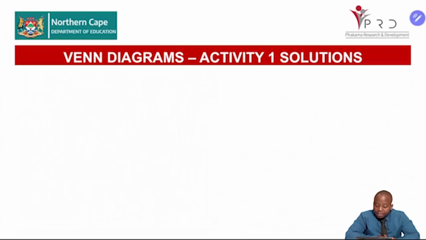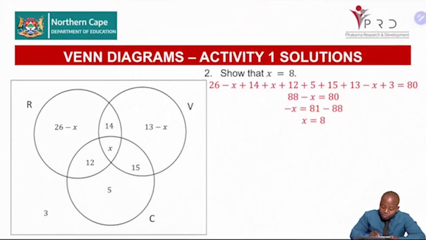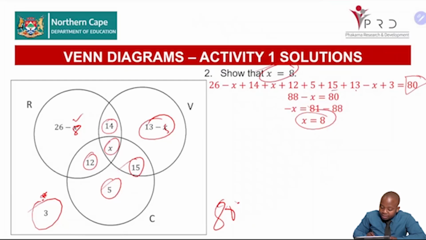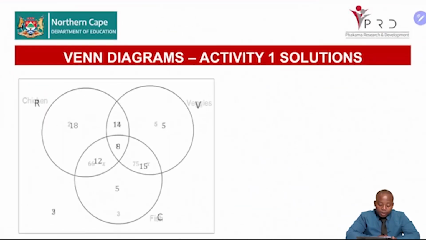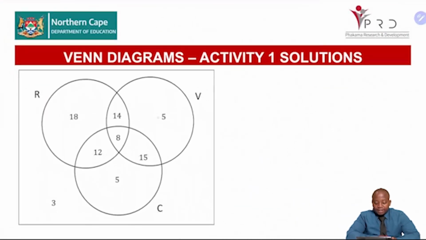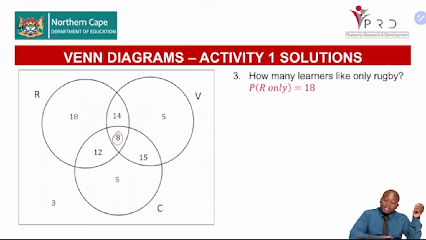Right. After X is equal to 8, let's go back there. We are going to place 8 wherever there's X. So 26 minus 8, we get 18. Then 13 minus 8, we get 5. And X is equal to 8 in that case. So this is our nicely completed Venn diagram. So after we get X, you need to come back and substitute X in our Venn diagram to get a completed Venn diagram.